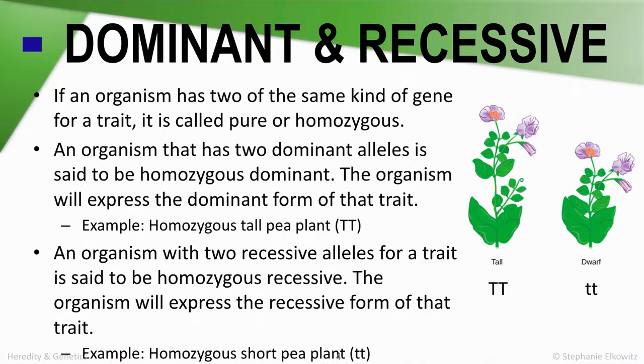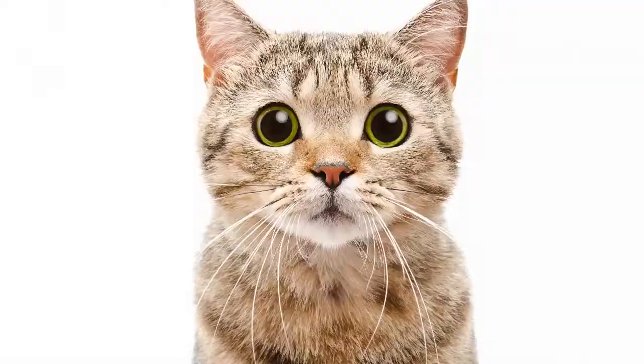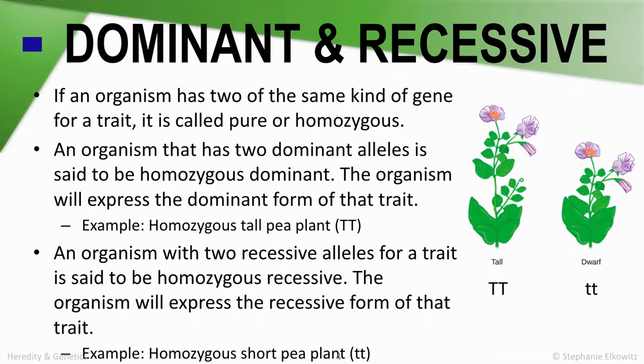So we're going to use that first word, homozygous, meaning the same, and dominant, saying that we're talking about the dominant letter here. All right, that organism is going to express whatever that dominant trait is. Now, for pea plants, like we were talking about, the dominant trait is being tall. So if it's homozygous, same, dominant, that means it's going to have two tall genes.